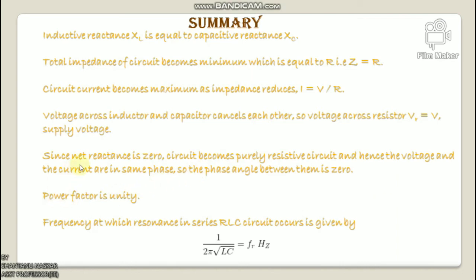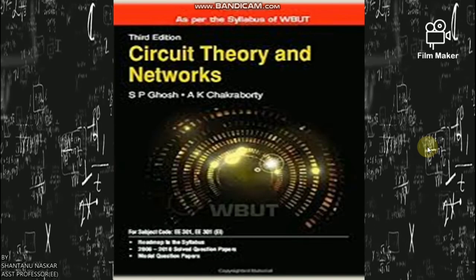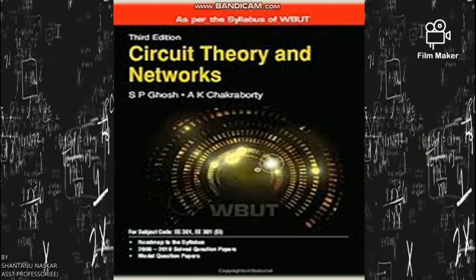Voltage across the inductor and capacitor cancel each other, so voltage across the resistor VR equals V, which is the supply voltage. And since net reactance is 0, the circuit becomes purely resistive, and hence the voltage and the current are in the same phase, so the phase angle between them is 0, and power factor is unity. The frequency at which resonance in a series RLC circuit occurs is given by 1 by 2 pi root over LC. Already we have discussed all the things, so this is the summary of the series RLC circuit. So this is all about this lecture.